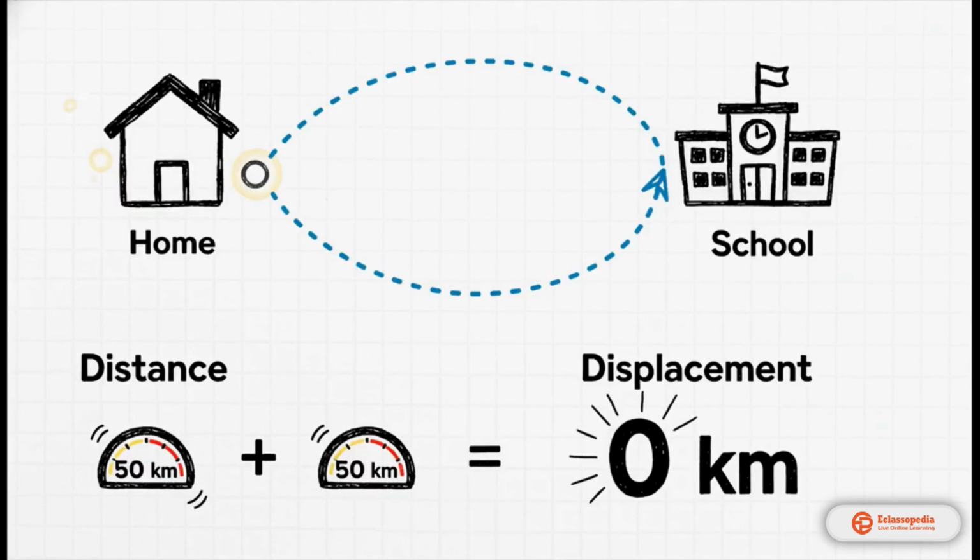Okay, but now you walk back home. What's your total distance traveled for the day? Well, 50 kilometers there, 50 kilometers back. That's 100 kilometers total. But what's your displacement? You ended up right back where you started. So your total displacement is 0. And that is the light bulb moment. You're starting to see how this connects back to our race car, right?